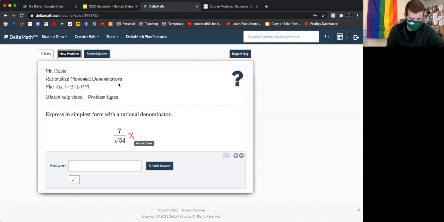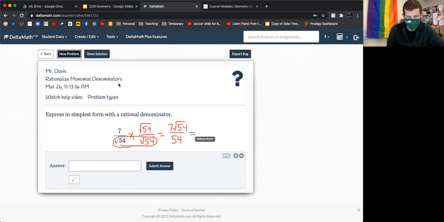So just like we've been doing, I'm going to take whatever's in the denominator, square root of 54, put that over itself. And the trick here is that when we multiply across right here, we make the irrational number rational. That's why we call it rationalizing the denominator. So we're just going to get 54 right here. Not much to that. And then 7 times square root of 54.